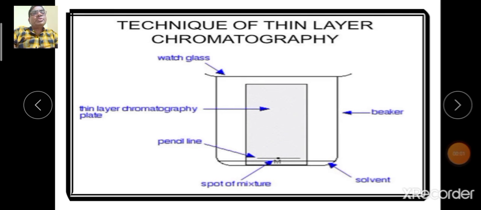Another variety of the same technique is thin layer chromatography. Here, a thin layer of adsorbing material is made on a glass plate, and the glass plate is used for the separation of the mixture. The line of application is drawn from one edge of the plate and the sample is spotted on this line of application. The plate is kept for development in the solvent chamber.